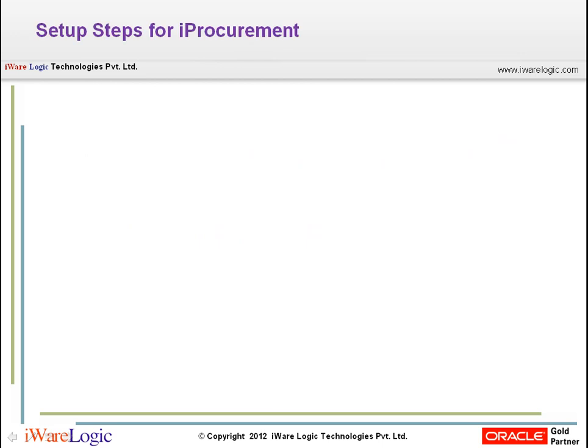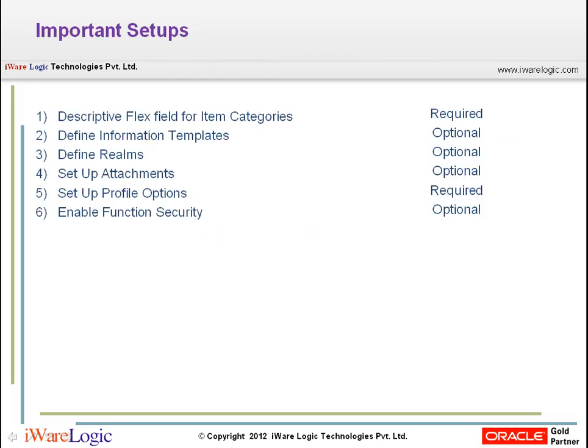Let us discuss a few setup steps for iProcurement. These are important setup steps which we need to carry out before we start implementing or entering data in iProcurement. The first and most important step is to define the descriptive flexfield for item categories, which is a required setup. Defining information templates, defining realms, and setting up attachments are optional setups. We need to define the profile options, which is required, and enable functional security, which is an optional setup.